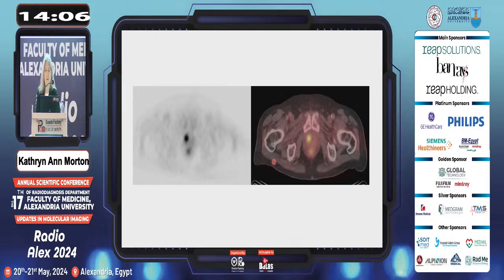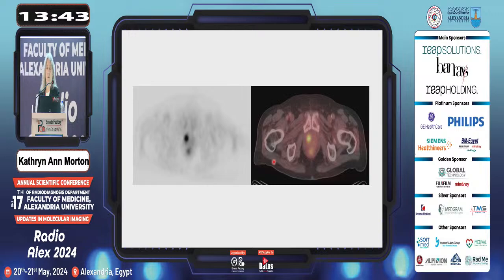It is common to see a focal area of increased uptake within the prostate on a PET scan. You would like to say that this is prostate cancer 100%, but the fact is that it is prostate cancer less than 10% of the time. It is more typically an inflammatory process.